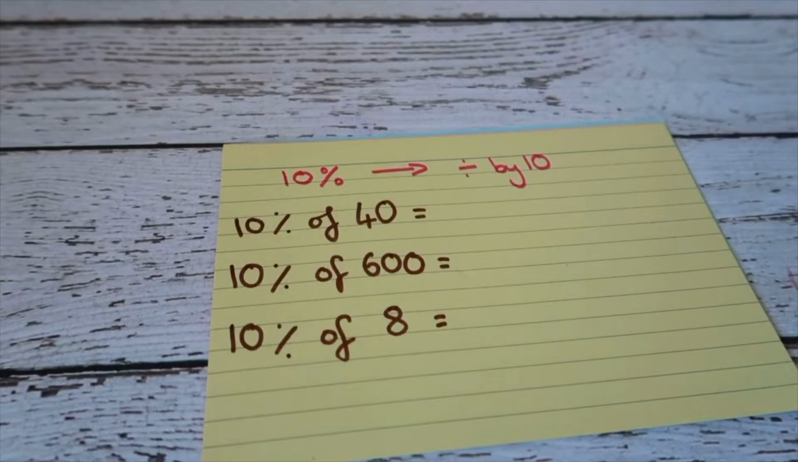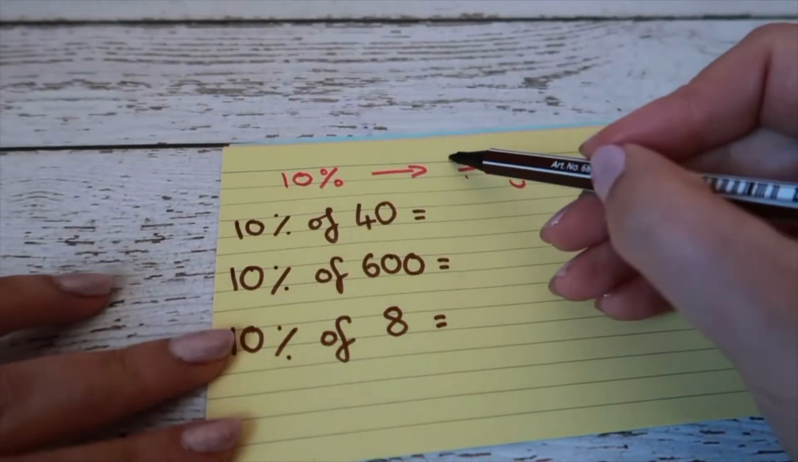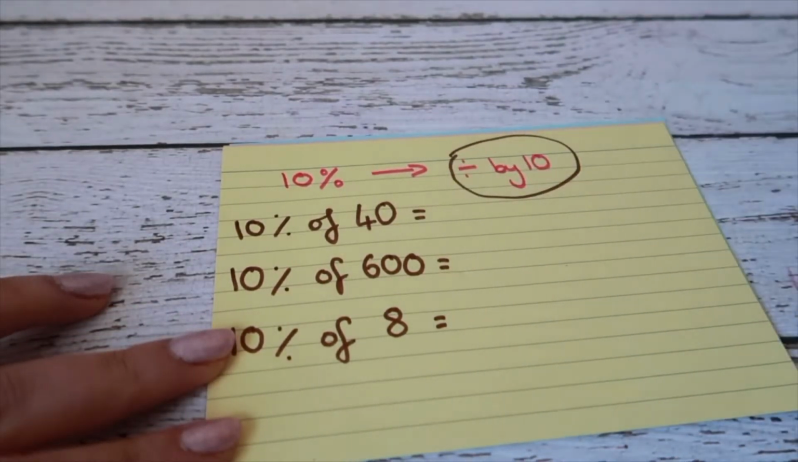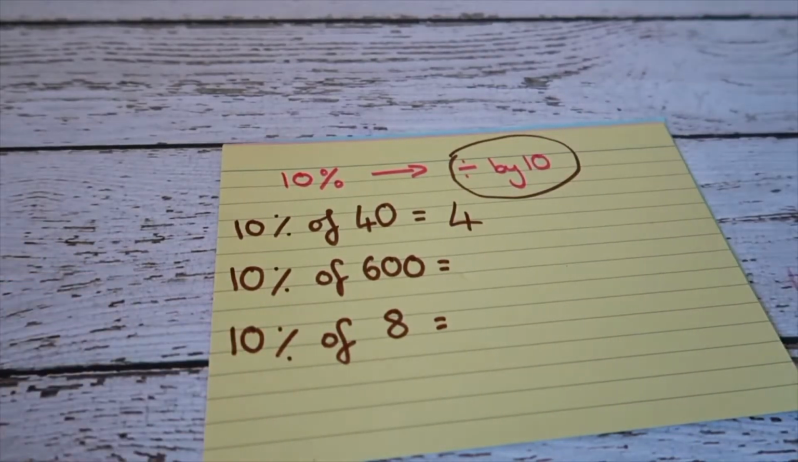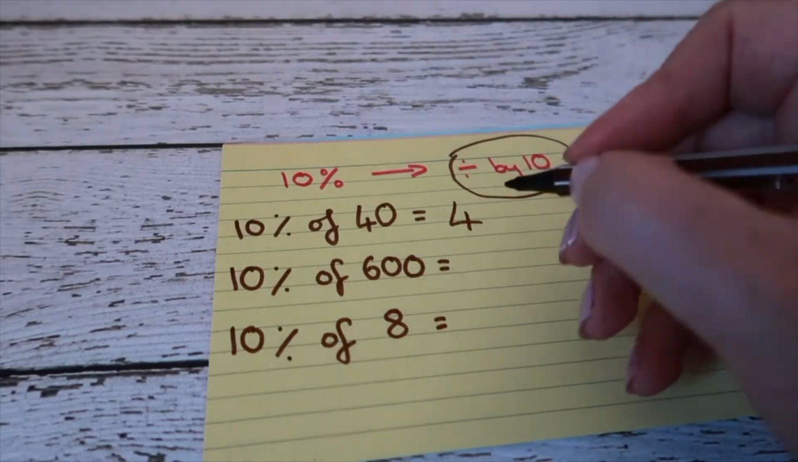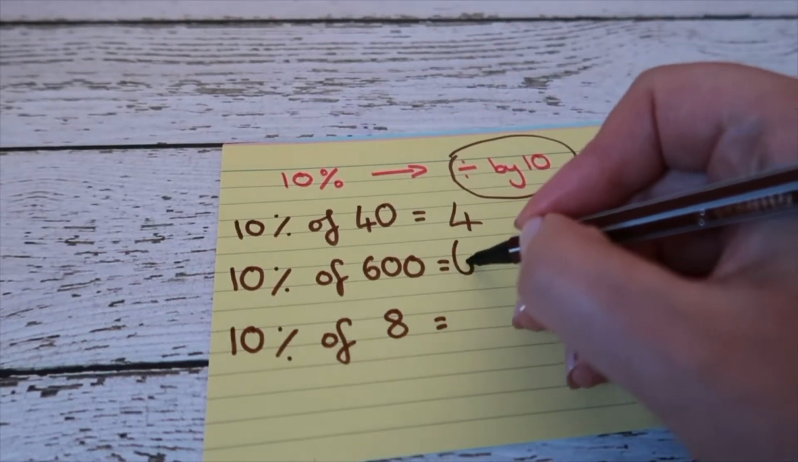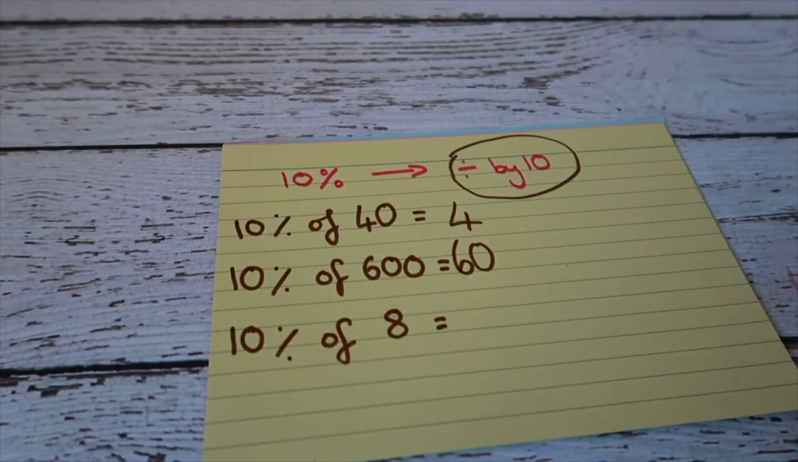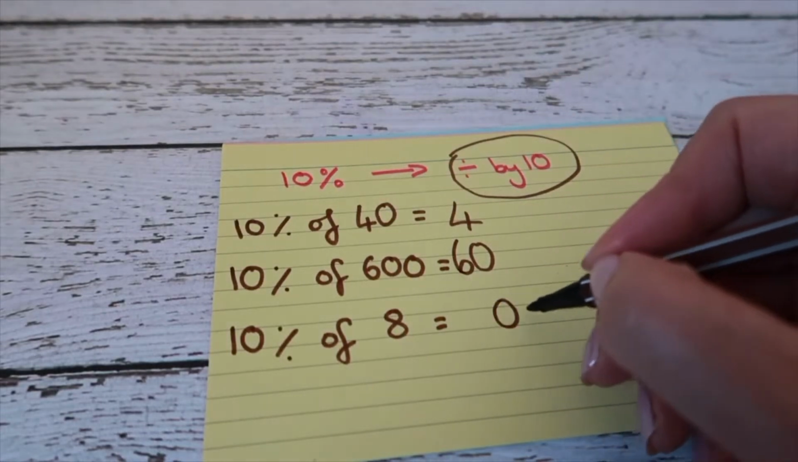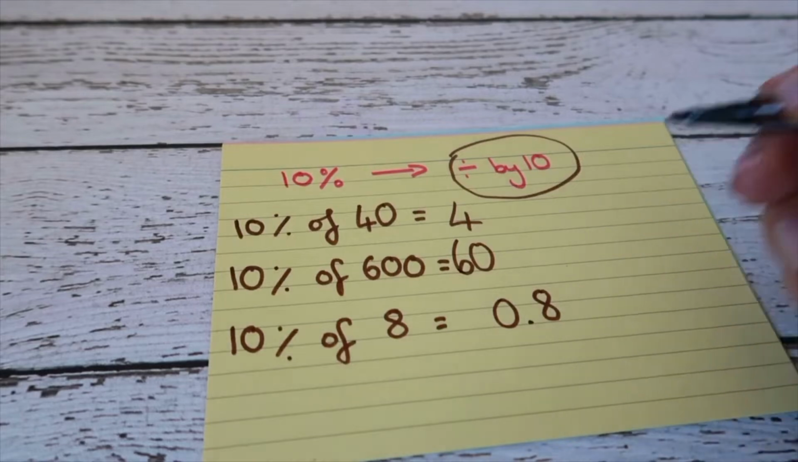So if we have a look at the first question, 10% of 40, it means 40 divided by 10. So 40 divided by 10 is of course 4. If we have a look at the second example, to find 10% of 600, you are doing 600 divided by 10, which is equal to 60. And the last example, 8 divided by 10 is 0.8.